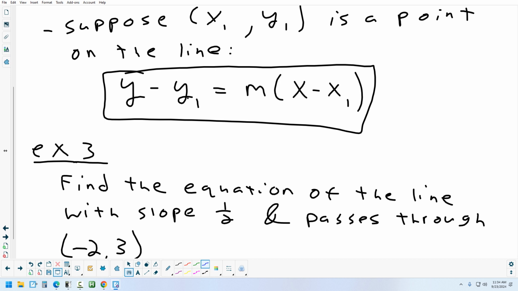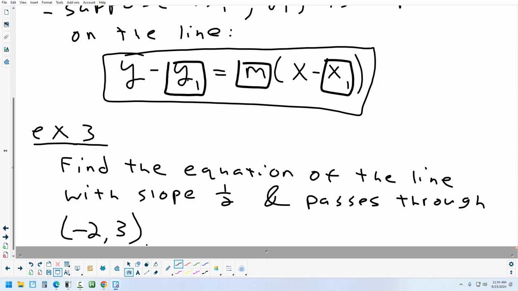So let's see if we can find the equation that has a slope of a half and passes through the point (-2, 3). When you use that equation, you need to fill in a number here, here, and there. So you need to fill in 3 numbers. Anybody think they know where the 1/2 is going to go? The y1, the m, or the x1? Yep, that's going to be your m.